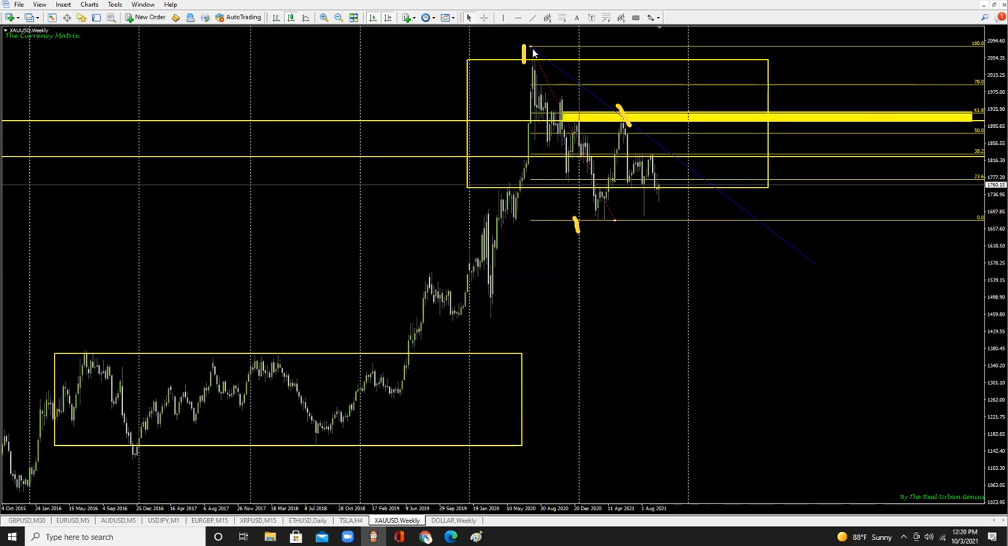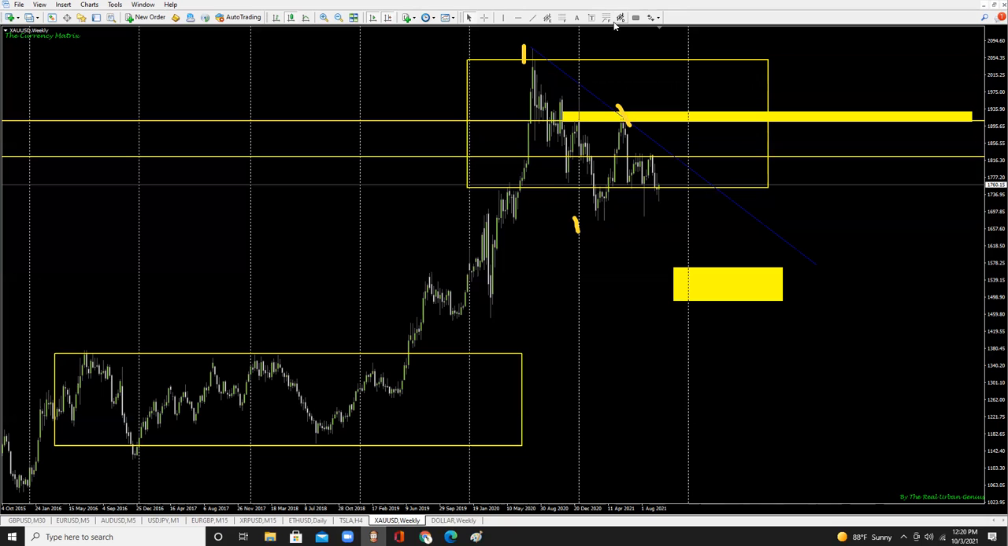So now, in order to find that D point that I always talk about, which is going to be down in here, we use our Fibonacci again, except this time we use the expansion.